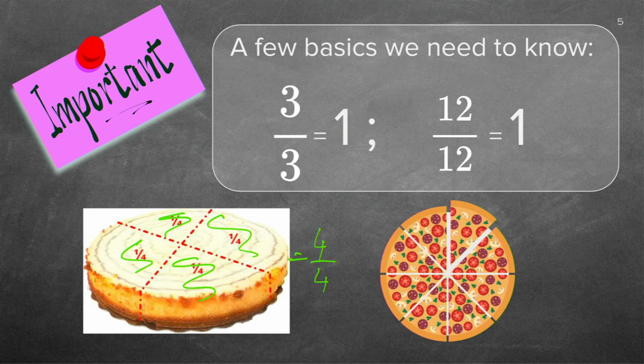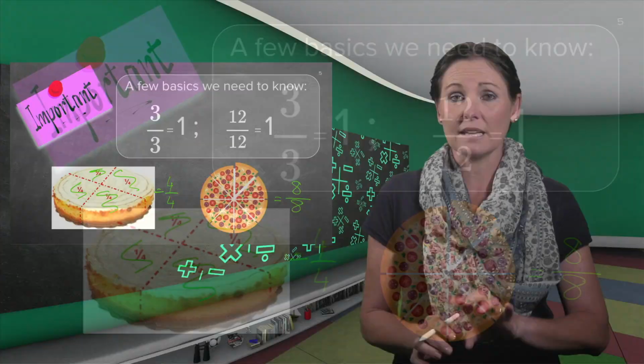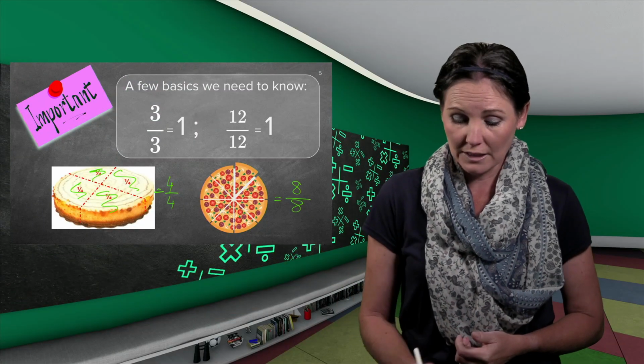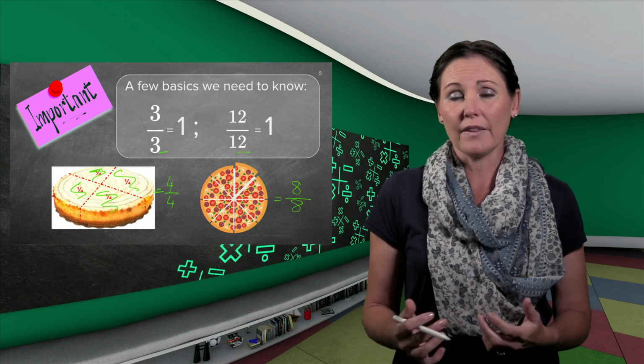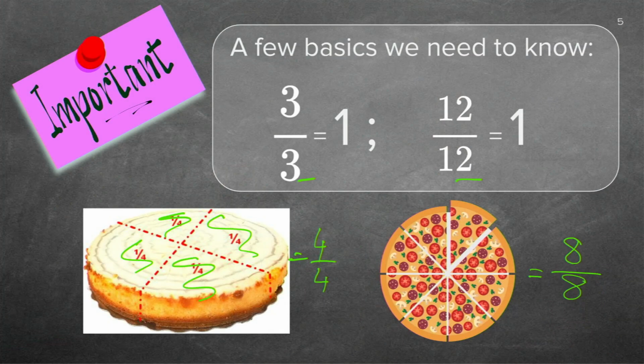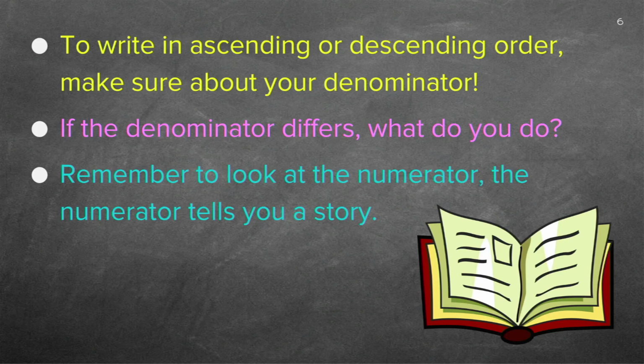Here I've got a pizza divided into 8 pieces, and none of the parts or the pieces have been eaten. So I still have 8 eighths of the pizza, which means I still have 1 whole pizza left. Here at the top, I gave you 3/3 and 12 12s, and that will also be equal to 1. If I didn't take anything, I didn't color a part, or I didn't eat a part, I still have 1 whole.